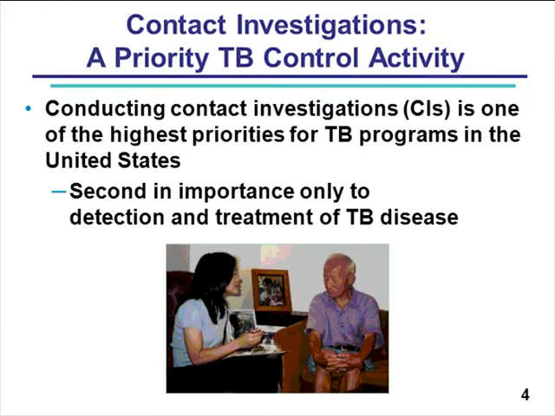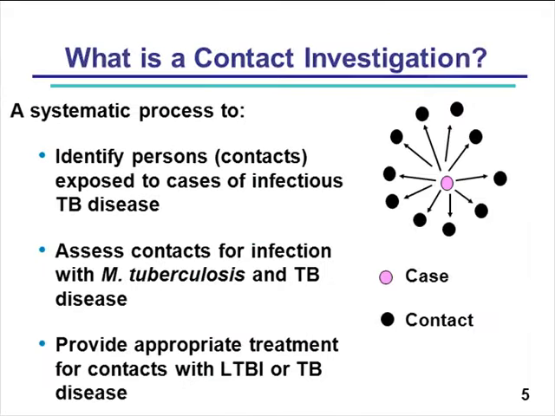So conducting contact investigations in the United States is one of the highest priorities for our programs. And obviously it's second in importance only to identification and treatment of TB disease. So a few definitions. What is a contact investigation? Well, it's a process to identify people who are exposed to cases of infectious or potentially infectious TB disease, to medically evaluate these contacts for infection or disease, and to provide appropriate treatment for contacts with LTBI or TB disease.